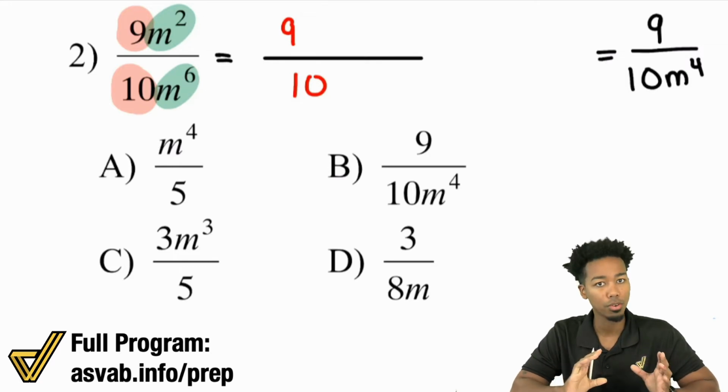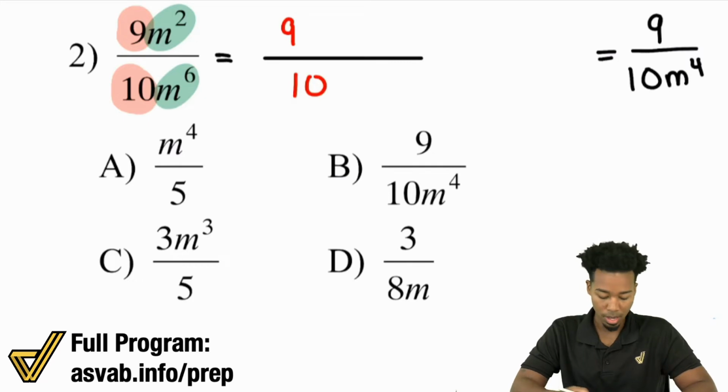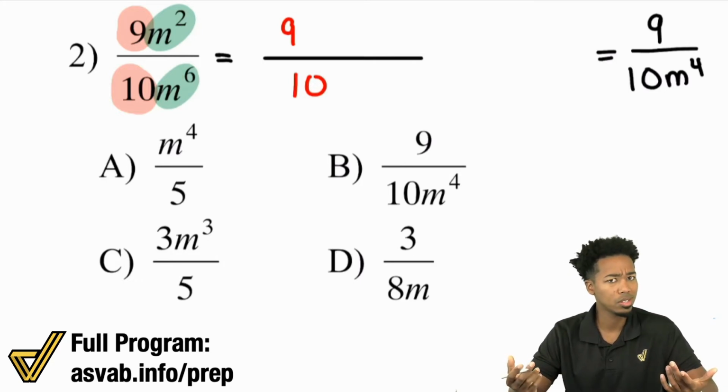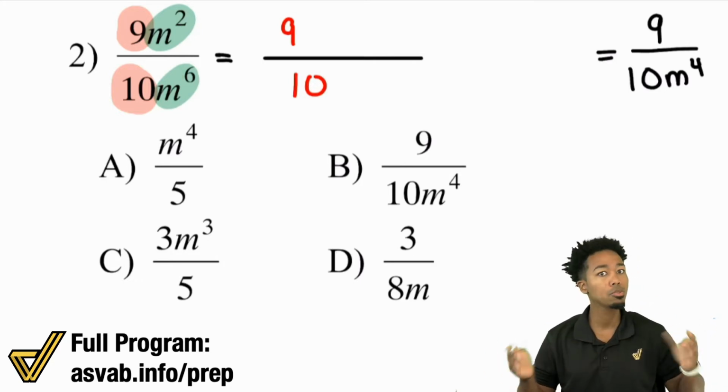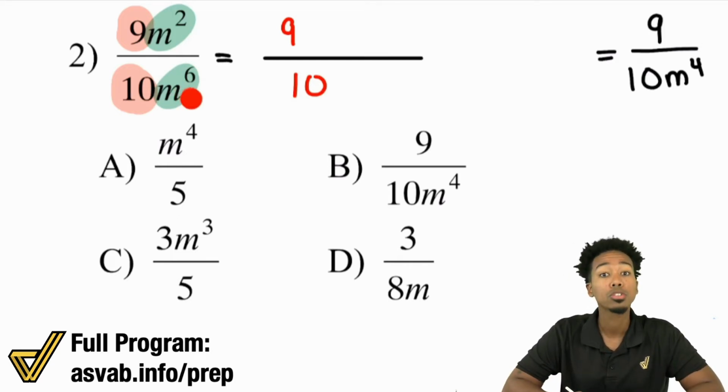So here's the short version, and I'm going to go ahead and explain it to you the long way. The short version is this. You're going to take the same base. Okay, cool. You have 2 there, and you have 6 there. What's the difference between 2 and 6? It's going to be 4. 6 minus 2 is 4. Now, where was the bigger exponent? On the bottom. So those leftovers are going to be on the bottom.